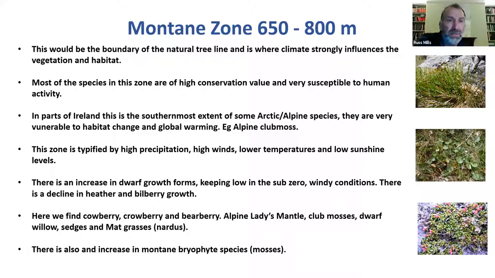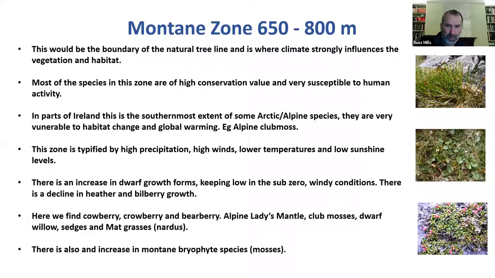But in some parts of Ireland, this zone is the southernmost extent of certain Arctic alpine species. And these species are very vulnerable to global warming. For example, alpine club moss, which is a plant that is still growing in the Wicklow Mountains and in a few other places, but its range is becoming limited in Ireland. It's not a rare plant globally, but it's becoming rarer in Ireland as temperatures go up. And as I said before, this zone is typified by high precipitation, high winds, low temperature, and low sunshine.